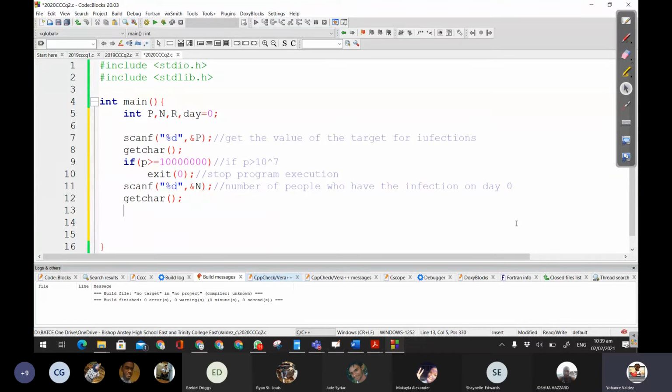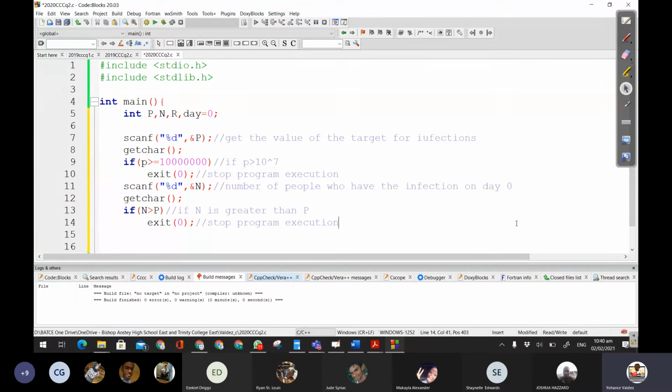If n is greater than p, what do we want to do? Exit 0. And it's important that we include this, right? If n is greater than p, stop program execution. Because this was specified inside of there, right?